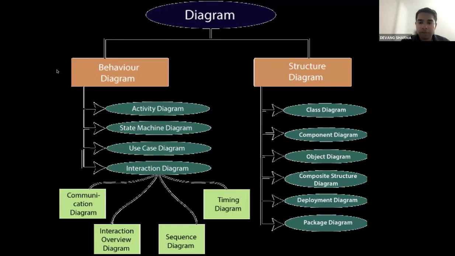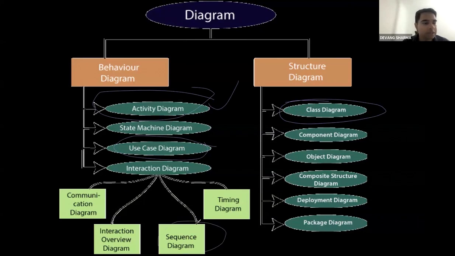We have behavioral, we have structural, and then we have interactional as well. Okay. So let me explain it here. Structural: class diagram is the one which is important. We have component, object, component structure, deployment, package. In behavior diagram, we have the activity diagram important. I'll just highlight this. We have use case important. And in interaction diagram, we have the sequence diagram important. These four are the ones that are useful for you.